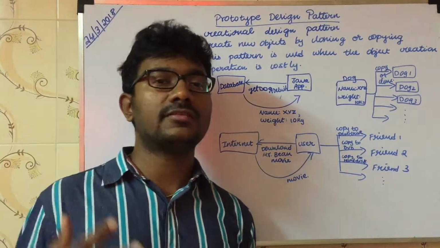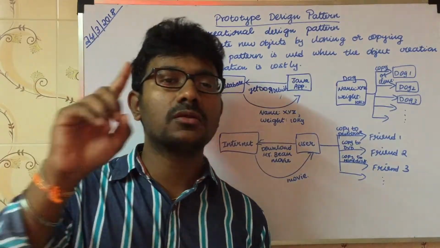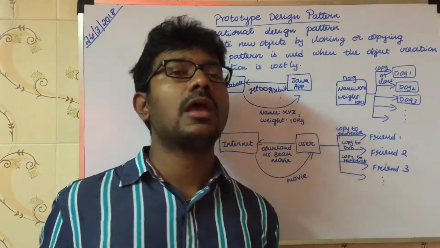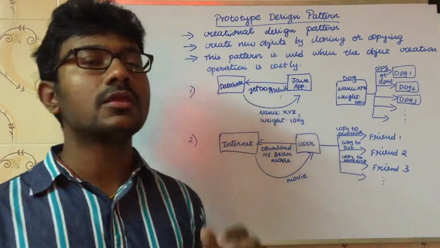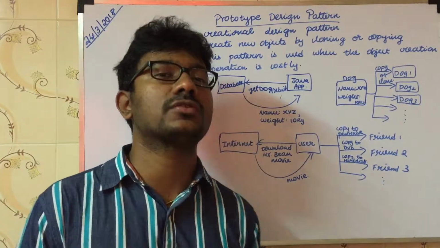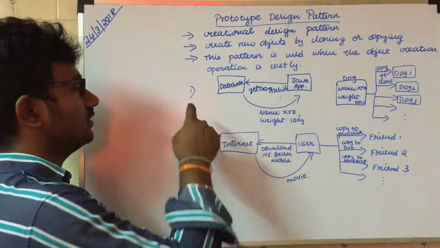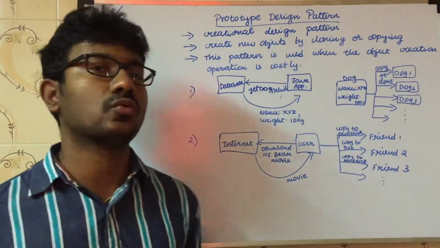Suppose your application needs n number of objects of a similar kind, then you can create the object only one time and you can clone or copy those objects n number of times. By doing that, you can save time, memory, and computation power. So these are the two real-time examples where the prototype design pattern plays a major role.